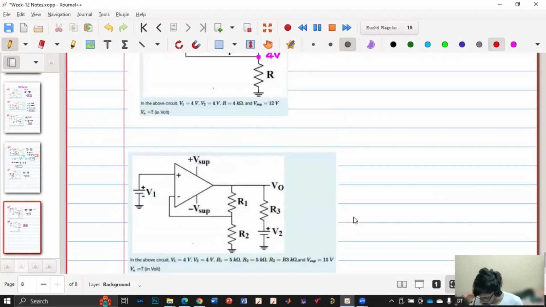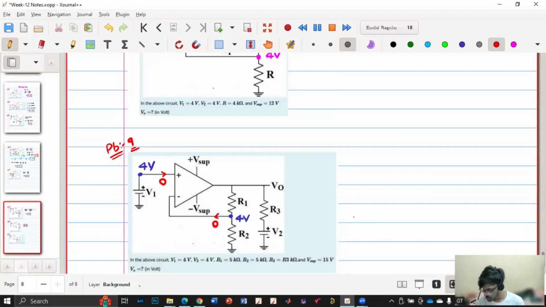This is our problem 9. So how much is V1? 4 volt. And then what is this voltage? 4 volt. Okay. And this current is 0. This current is also 0.